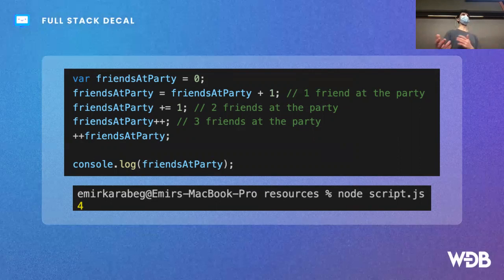I can also plus equals 1. And now I'm going to have 2 friends at the party. I can also do friends at the party plus plus. If you guys have seen this in for loops before, it's a pretty common thing. You can do plus plus. Now you have 3 friends at the party.